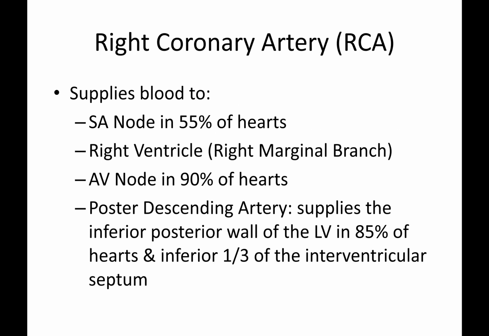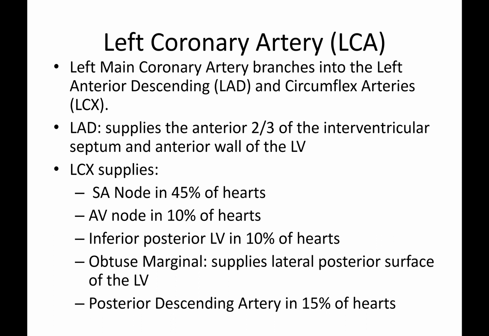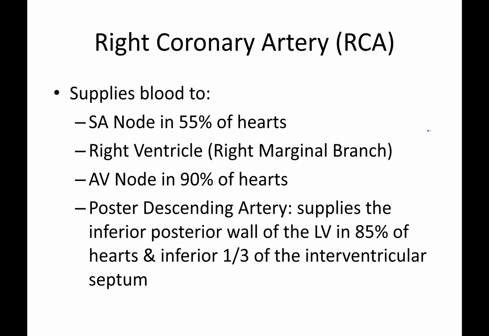So here's some basic information to talk about those in detail. The numbers on these aren't drastically important, but we will continue referencing them as we go forward. So your RCA feeds just over half of the sinus nodes out there in the world, whereas it feeds essentially the entirety of your right ventricle, and the right coronary artery feeds 90% of AV nodes.